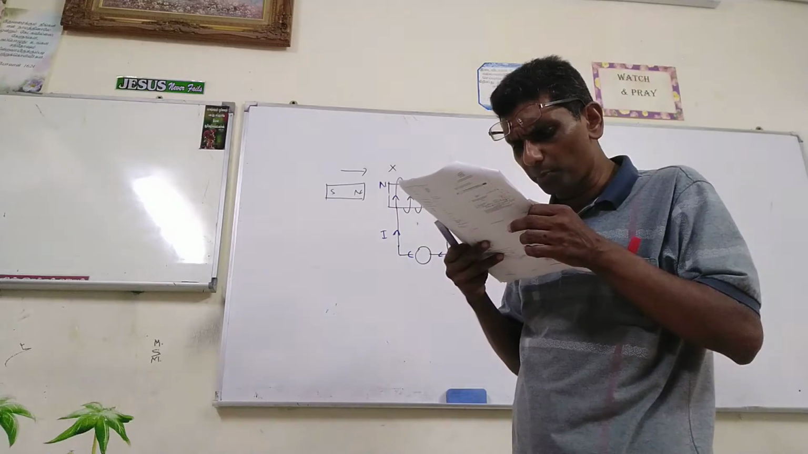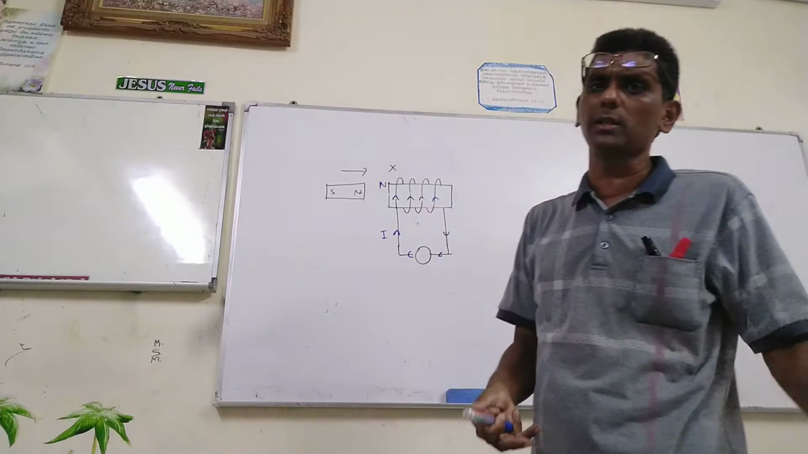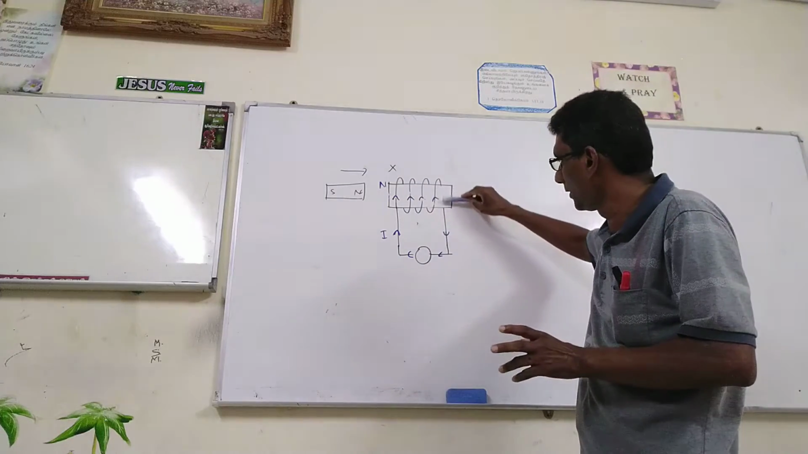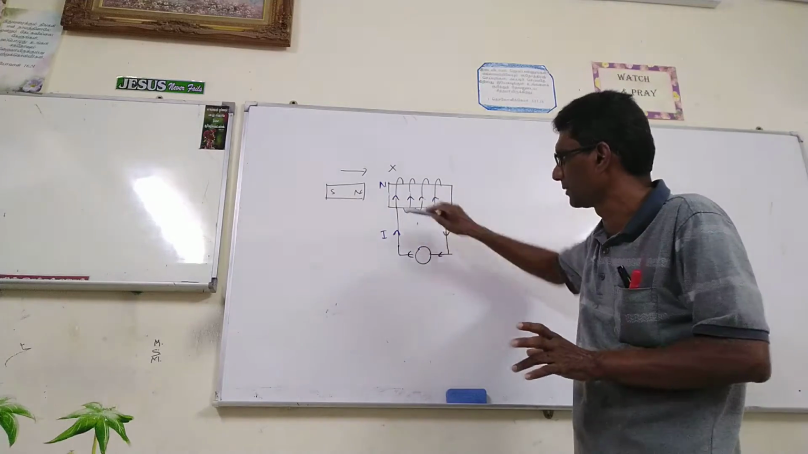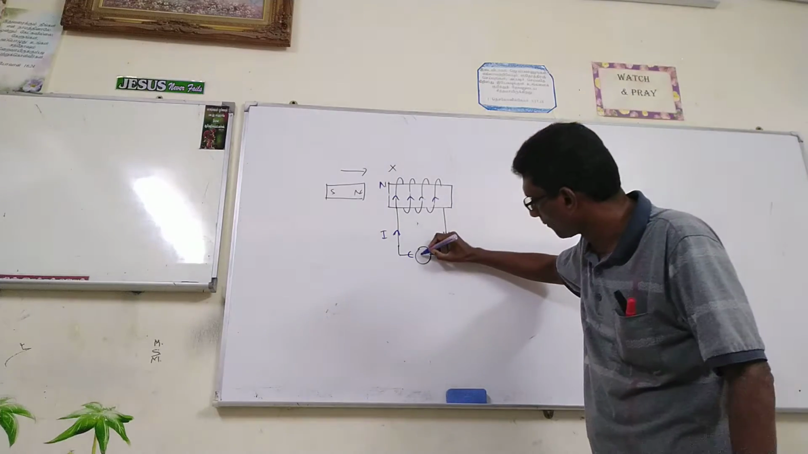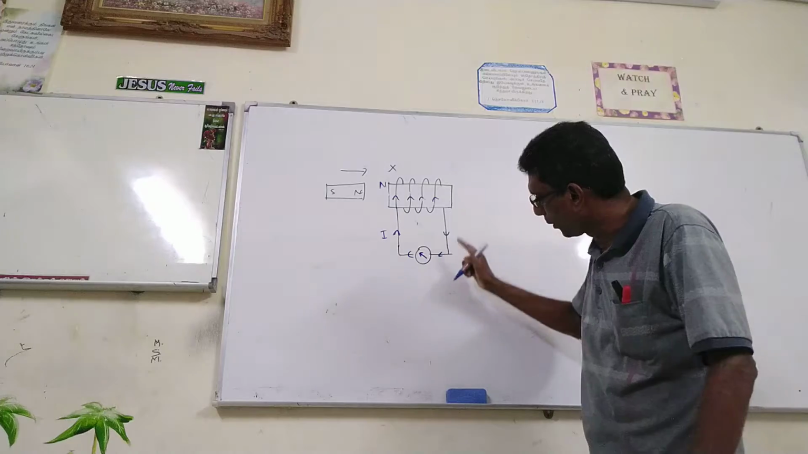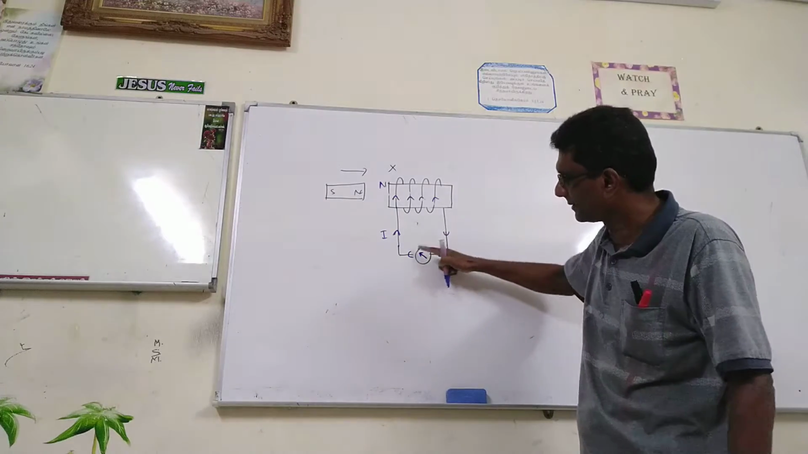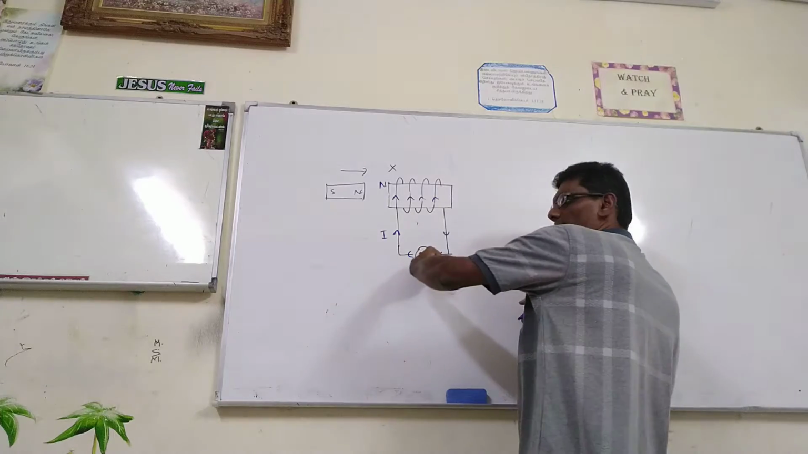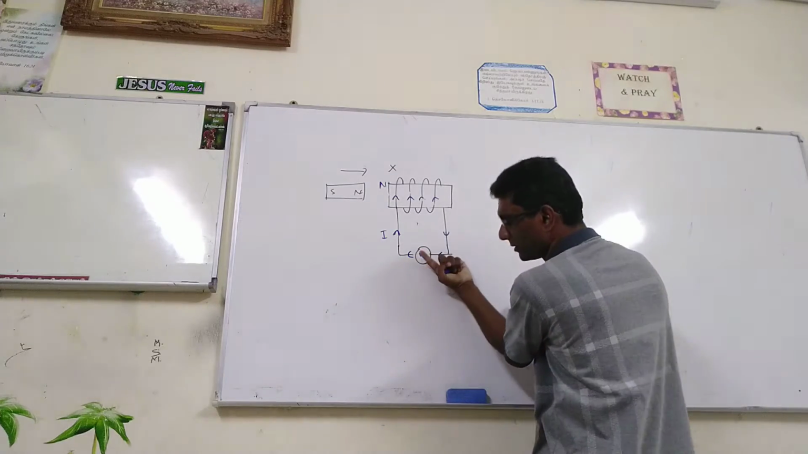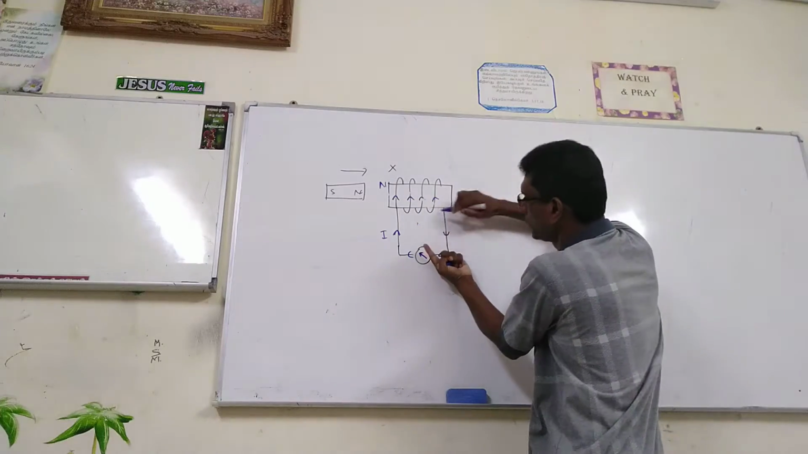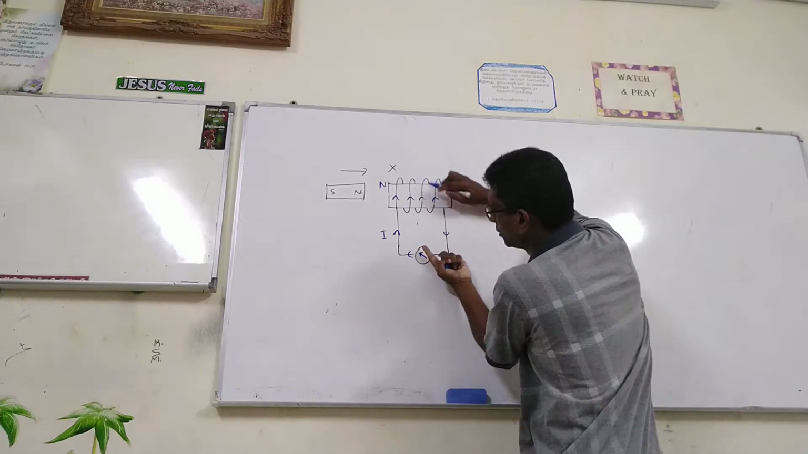Next, show the direction of the pointer on the zero-centre galvanometer. The current goes like this, and the pointer shows like this. If the current flows the other way, the pointer shows the other way. When the current flows like this, the pointer is pushed in. So this is the pointer direction.